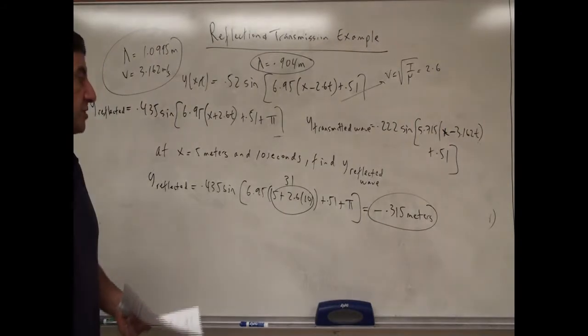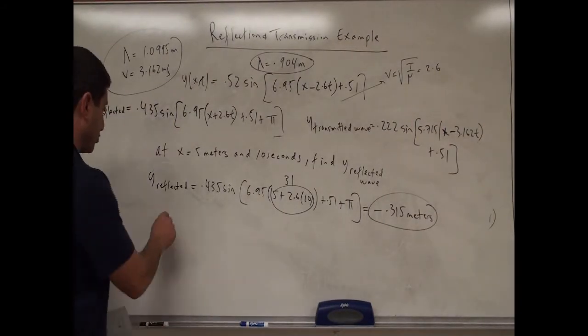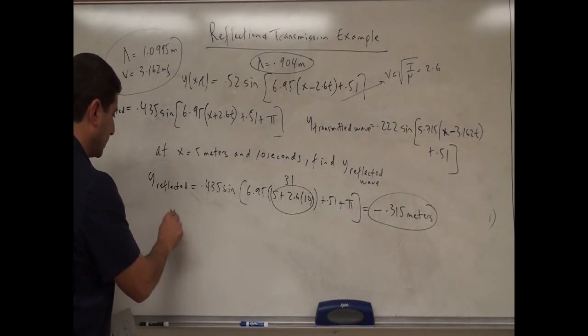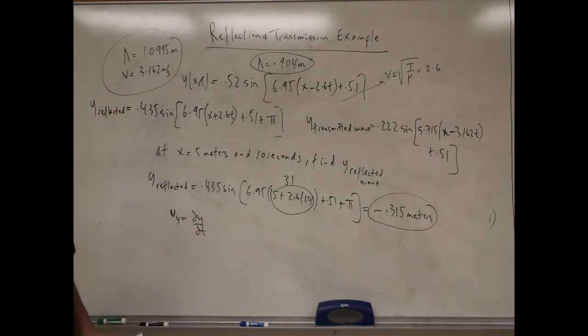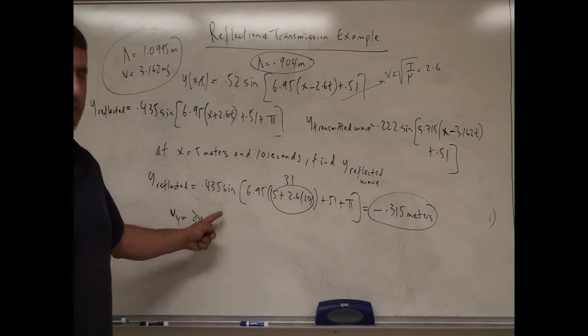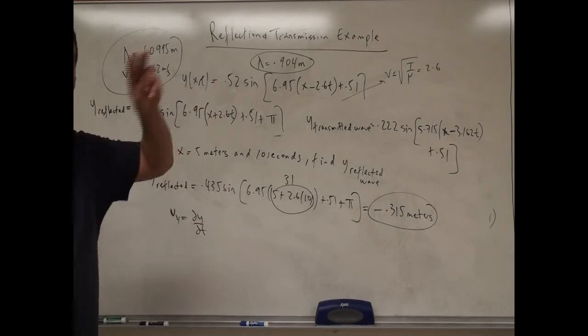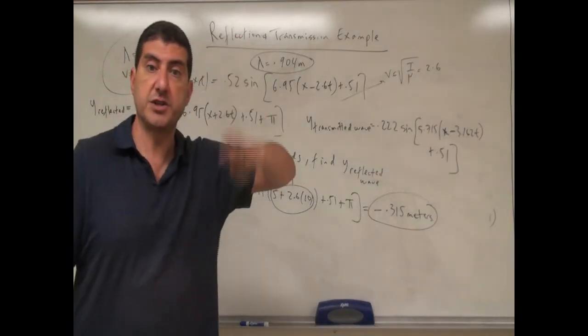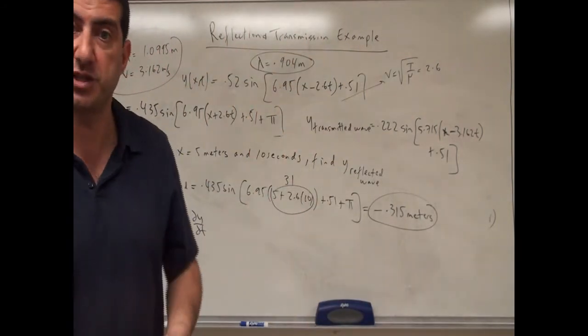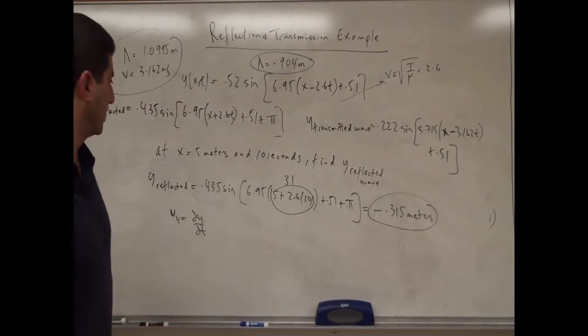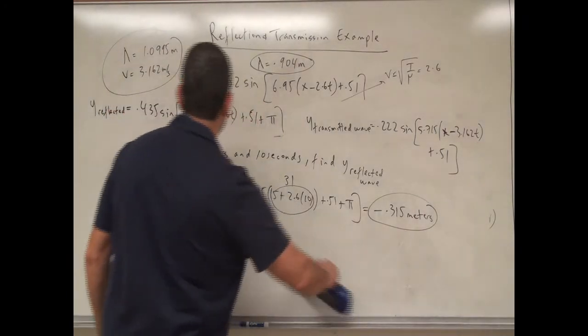Right? And if we wanted to take the derivative of that with respect to t to get v sub y, we would take partial y, partial t. Right? We would take the derivative of that with respect to t, we would get another equation, and it would tell us the velocity in the vertical direction, and then we would take the second derivative of that, and it will tell us the acceleration in the vertical direction. Right? Then we could do the same thing for the transmitted wave.